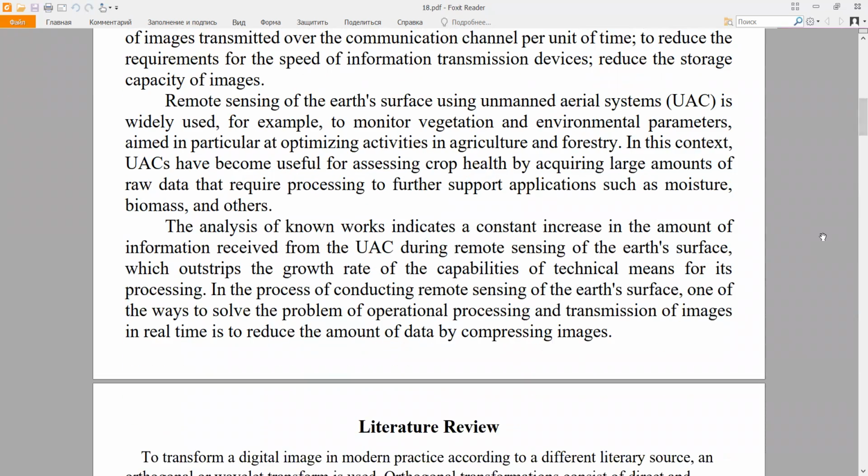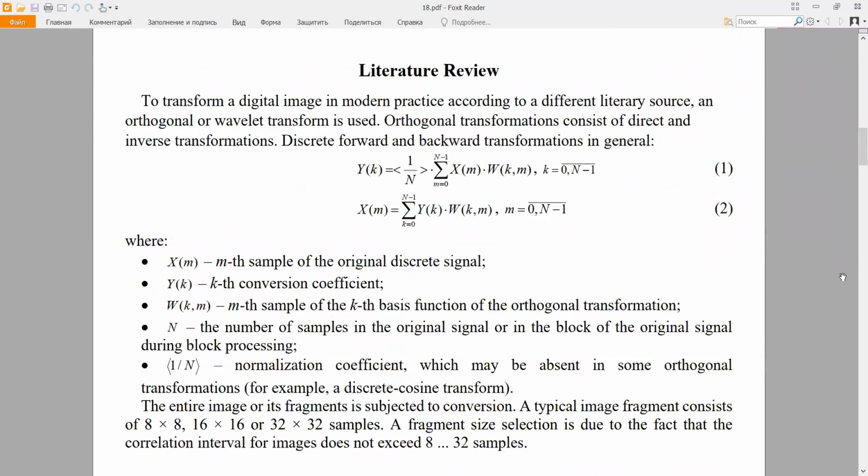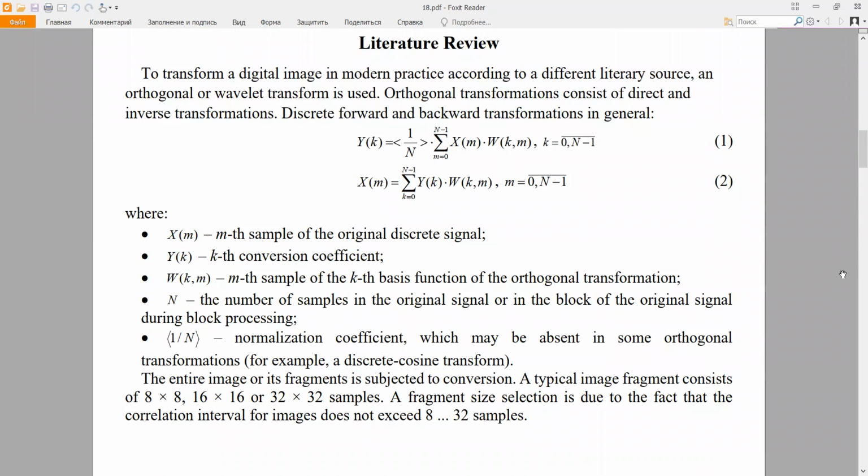The analysis of known works indicates a constant increase in the amount of information received from the UAS during remote sensing of the Earth's surface, which outstrips the growth rate of capabilities of technical means for its processing. So in the process of conducting remote sensing, one of the ways to solve the problem of operation, processing, and transmission of images in real time is to reduce the amount of data by compressing images in efficient ways. To transform a digital image, in modern practice, according to different literature sources that we analyzed in our work, orthogonal or wavelet transforms are used.